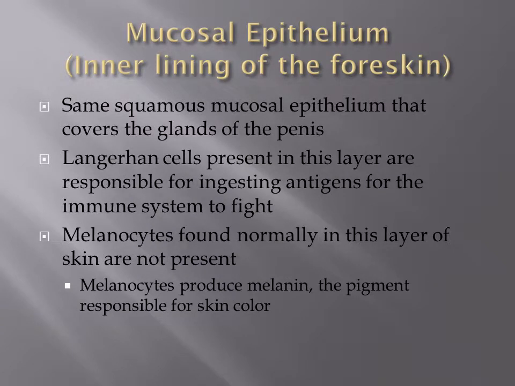Both the inner layer of the foreskin and the glands of the penis are composed of the same squamous mucosal epithelium. Langerhans cells found in the inner lining of the foreskin take foreign bodies and present them to the immune system. This is one way the foreskin aids in the transmission of the HIV virus.